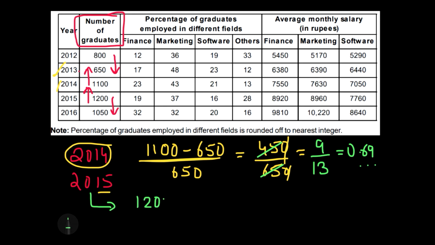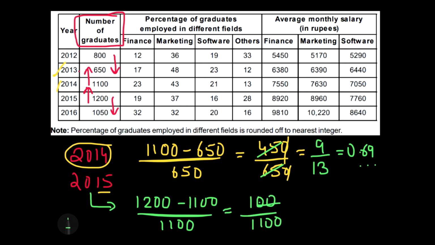The value of 2015 is 1200, which is compared over 1100, and that is what I get as 100 over 1100. Now 100 over 1100 is a clear cut 1 by 11, and 1 by 11 is 9% or 9.09%, something like that, if you remember the table of percentage. Now you see 69% has no comparison over 9%. So of course we are going to go with our first option, that is 2014, because that is going to give me the maximum percentage increase.